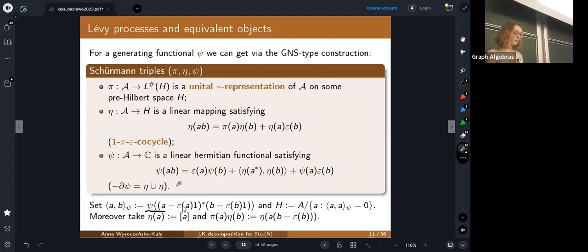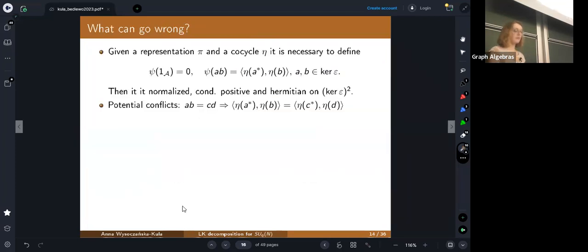And so psi on AB, A times B, has to be given by the scalar product between the eta's. So there is a unique way to define psi on products of elements from the kernel of the counit. And such a mapping will be normalized and conditionally positive on the kernel of the counit, and in general conditionally positive and Hermitian on the product. But there is a potential problem: whenever we are able to write down the same element as two kinds of products, we need to have the same value of the scalar product, so that we have a unique way to define the mapping psi.